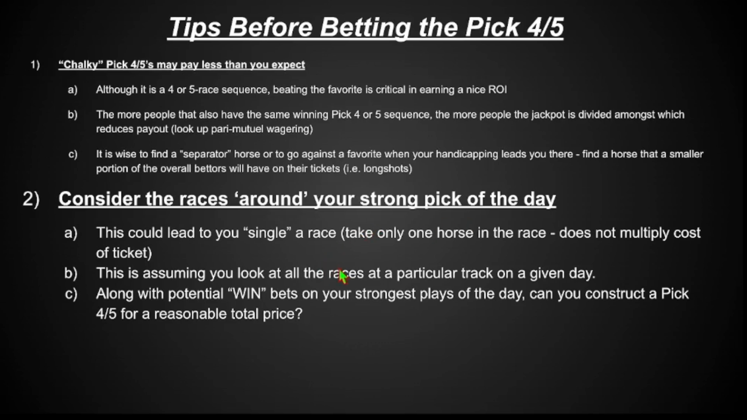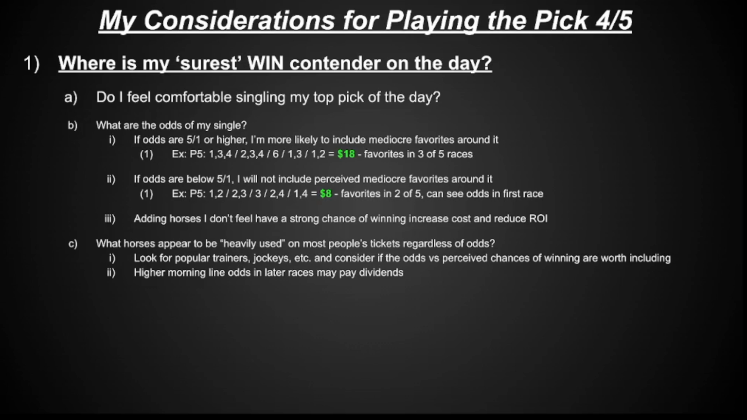This, of course, is assuming you look at all the races at a particular track on a day and not just that one given race, so you know the horses and the races before and after your strong pick. Along with potential win bets on your strongest plays of the day, can you construct a pick 4 or 5 for a reasonable total price? If the price of the pick 4 or 5 that you come up with is $60 or more and you'd rather just bet $10 on your sure thing to win, by all means go that way. But if you can construct a pick 4 or pick 5 ticket around that and single that horse, you might be able to make a nice ticket for a nice price and pick some winners around it and get a nice return.